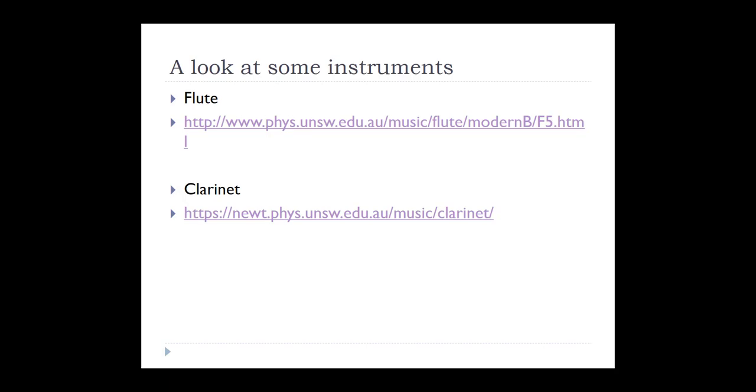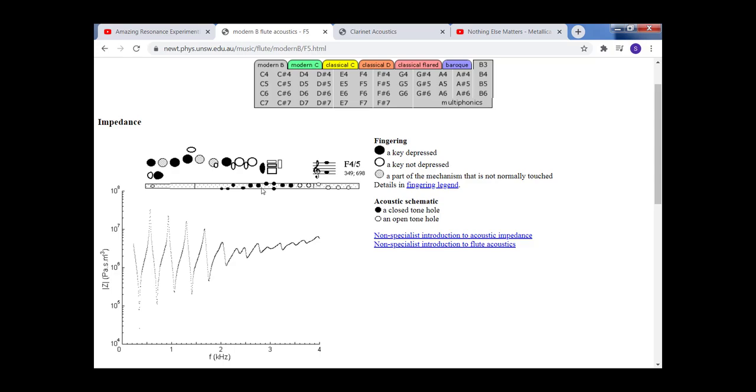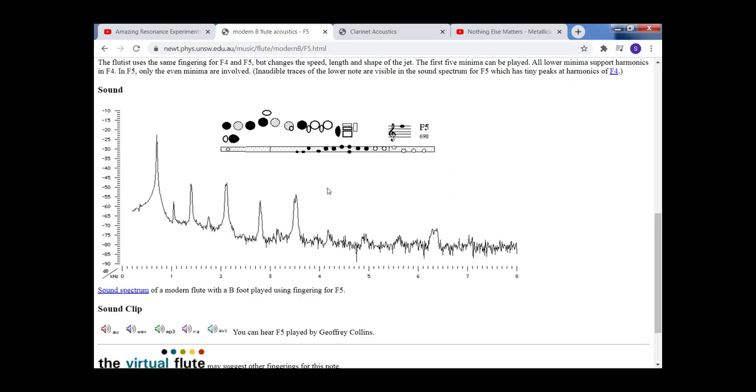This website goes through the harmonics of many instruments. I'm going to take a minute with you and look specifically at the flute and the clarinet. So here is the flute. This is playing note F5. It's also the modern B flat flute. And if you scroll down, you can see a slightly different version of what I was showing you with the sound card oscilloscope, with intensity on this side and then frequency on this axis. And you do get all of the harmonics as you would expect from the flute.